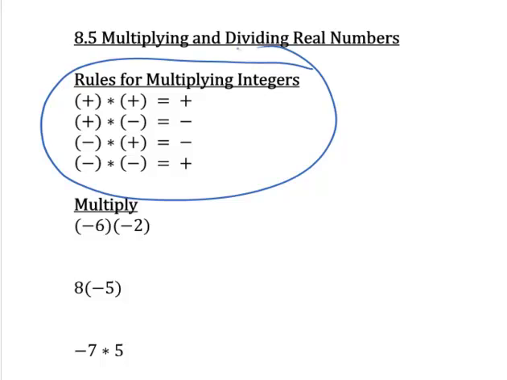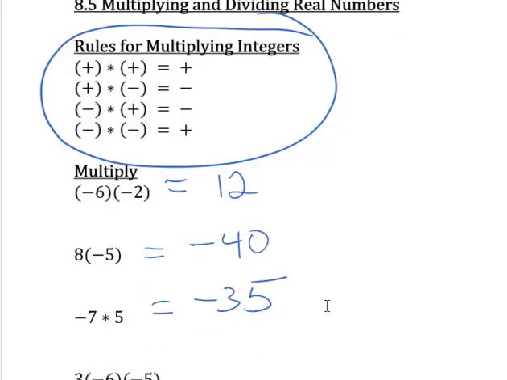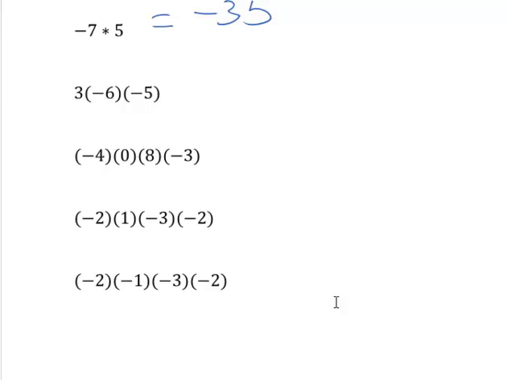So let's take a look at the first problem that we have here. We're just going to multiply. Negative 6 times a negative 2 leaves me with a positive 12. 8 times a negative 5 would give me a negative 40. Negative 7 times positive 5, negative 35. All right, let me scroll down and we'll try a few more here.